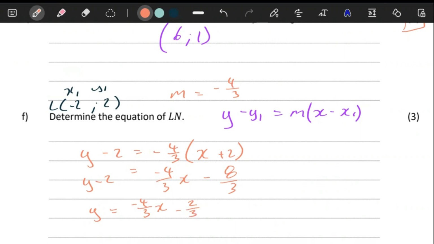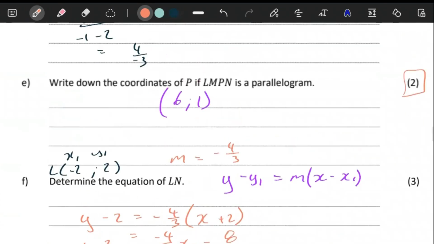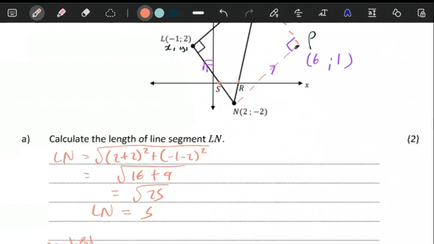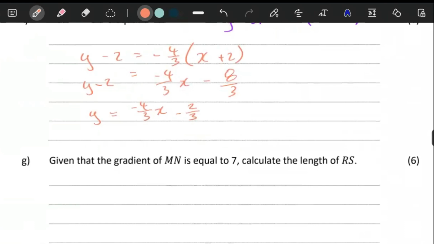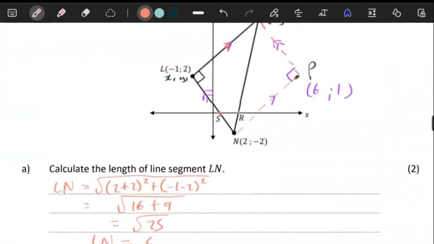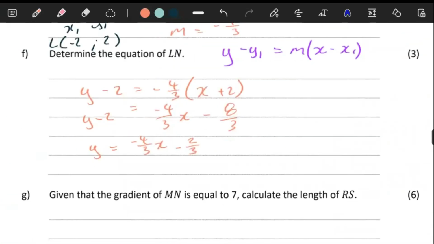So what now? That's the equation, but as you can see, it doesn't look right. This value has to be a positive value. So I made a mistake somewhere. Let me just double check what I did here. I think I used the wrong coordinate for L. Oh, it's -1. Come on, bro.